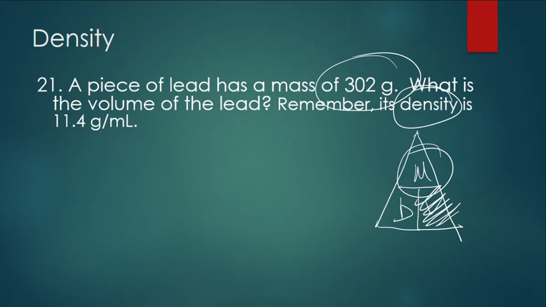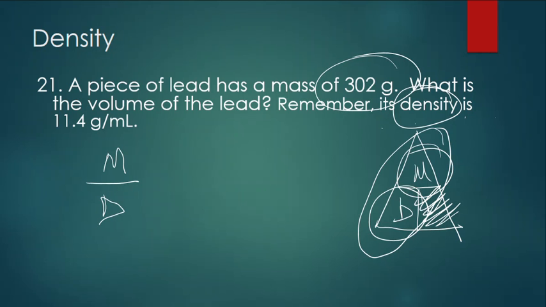Scratch away what is asked. Its density is given. They give us density. That tells us what to do. It's M over D, right? Do you see that? M over D. Mass is 302 grams. Density is 11.4 grams per milliliter.